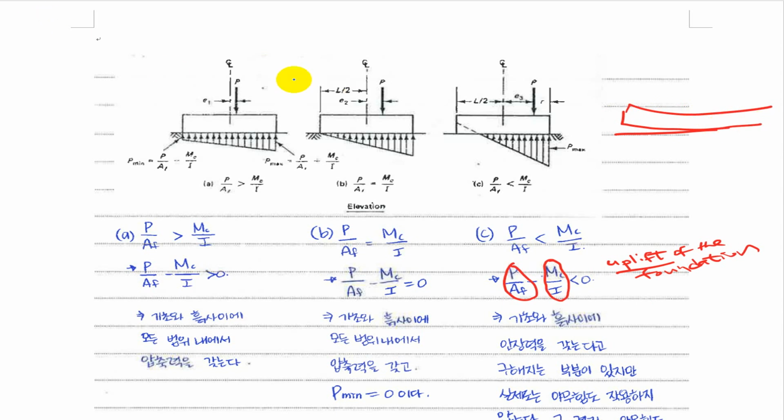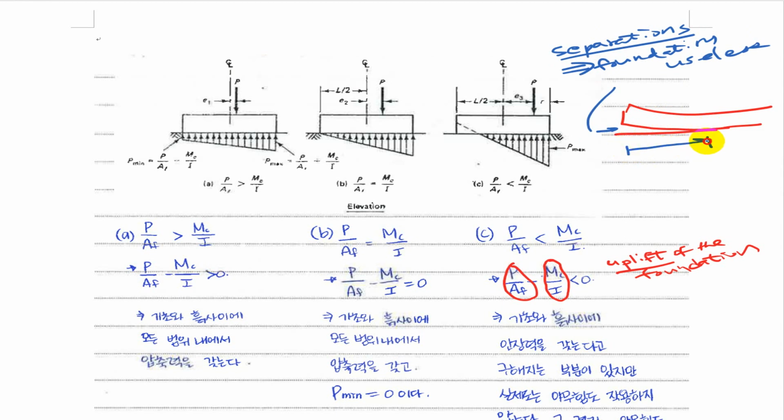In this area, we have a separation, which makes the foundations useless. Because this is not foundation anymore if we have separation from the soil. This is soil, and this is foundations. And this happens because of the big overturning moment due to the big eccentricity, something like this, right? So we have to do something about it.